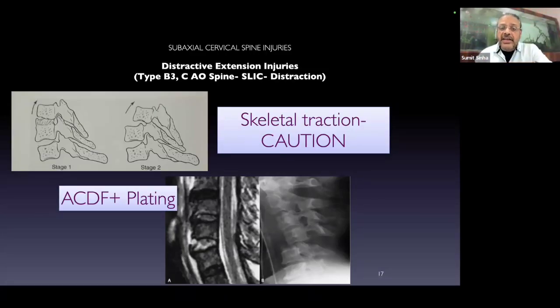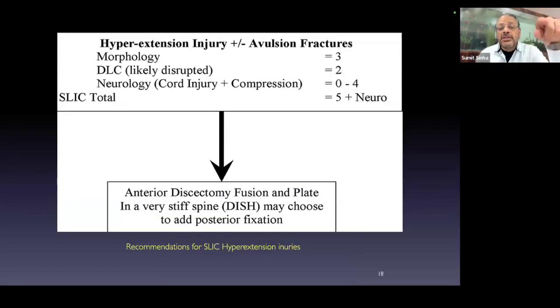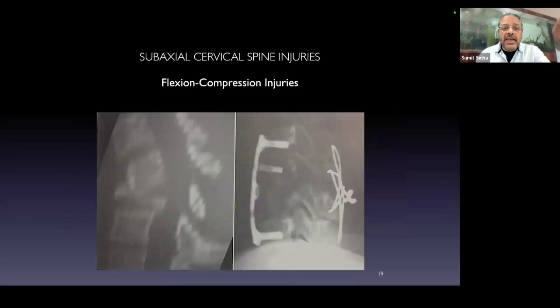However, in the second diagram, you see there is a dislocation. This is not a type B injury. This is a more severe type C injury. Therefore, you have to do a 360-degree fixation in these. The algorithm for hyperextension injuries, I already told. And this is again a type B injury, and this is a 360-degree fixation that you have done in this.